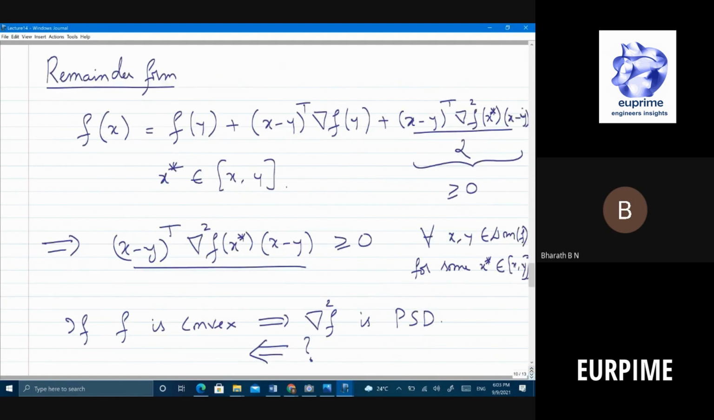Then we also looked at a few other consequences. For example, if you look at the remainder form of Taylor series and use the consequence of the convex function, it turns out that the Hessian is positive semi-definite, right? So the other way is also true. Maybe we will come back again a little later. So I gave some intuition of how to prove it.